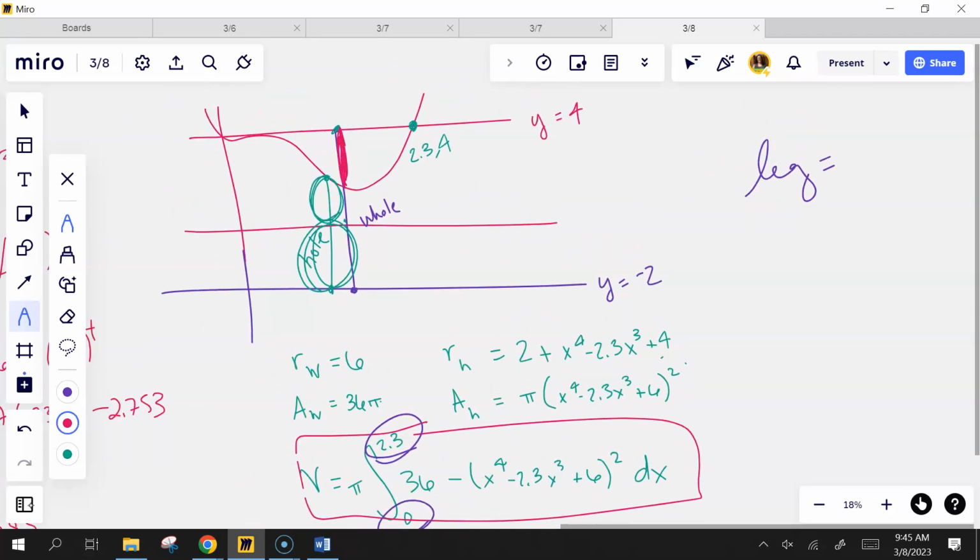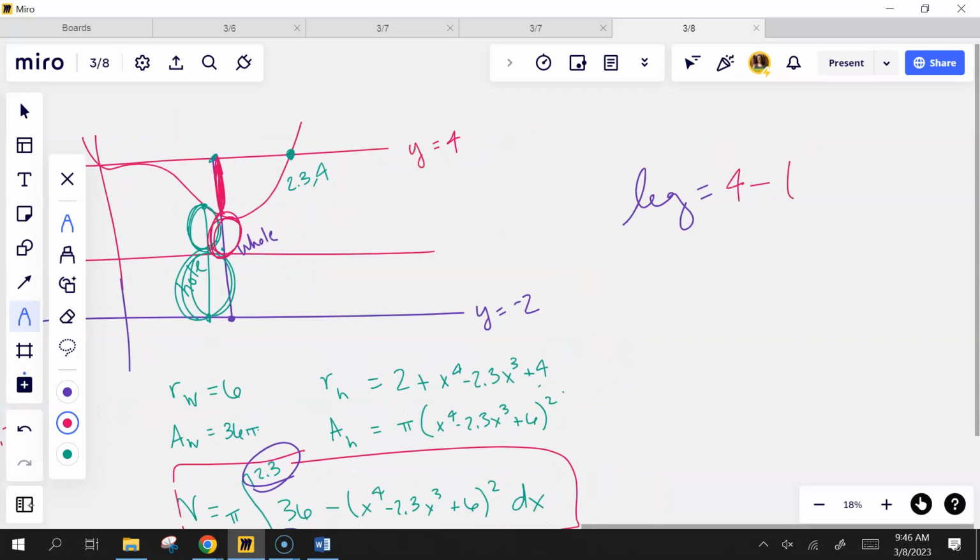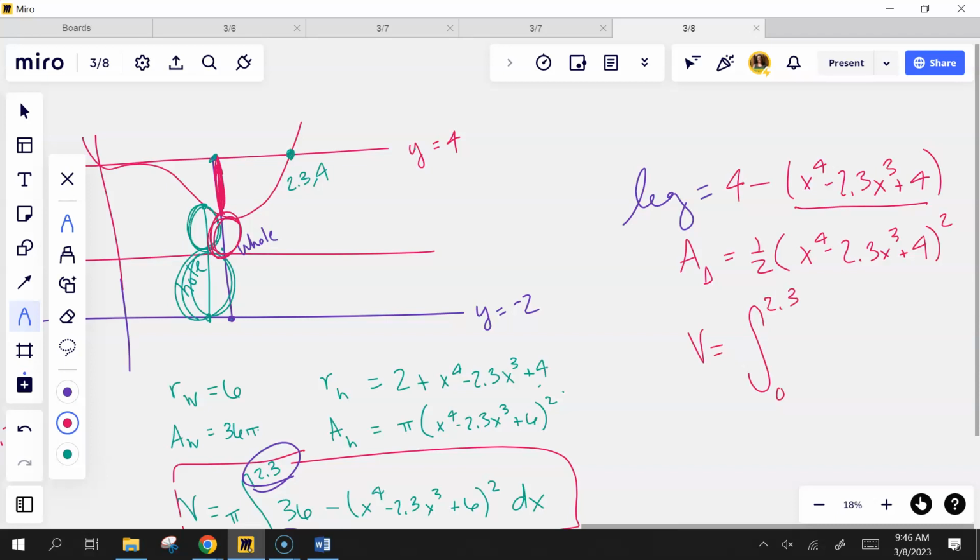So that value is 4 minus, and then I have to take this little bit away. So 4 minus the equation itself, which was x to the 4th minus 2.3 x cubed plus 4. Which means the area of my triangle would be 1/2. The base and the height are the same. So I'm just going to square this because I know this is a calculator problem. And I know that volume is just the integral of the area. So again, from 0 to 2.3.